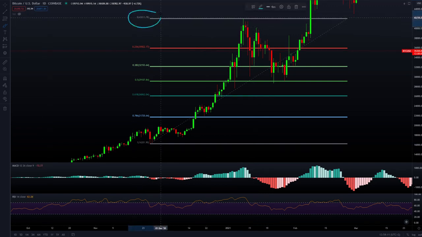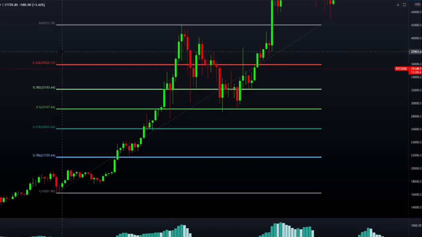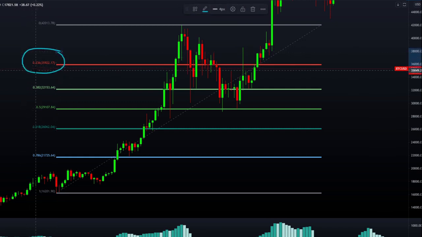So as you can see here on the very top, we have a 0. And the next level is called 0.236. And what does 0.236 mean? Well, it's basically a percentage. So this right here means 23.6%. And what is 23.6%?